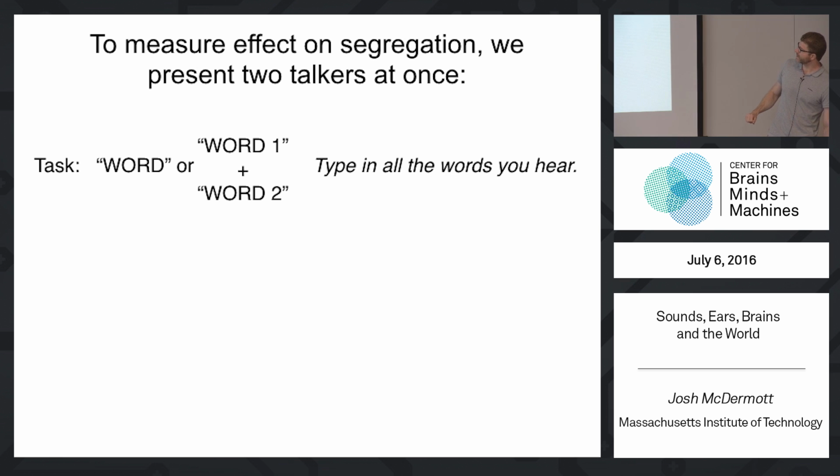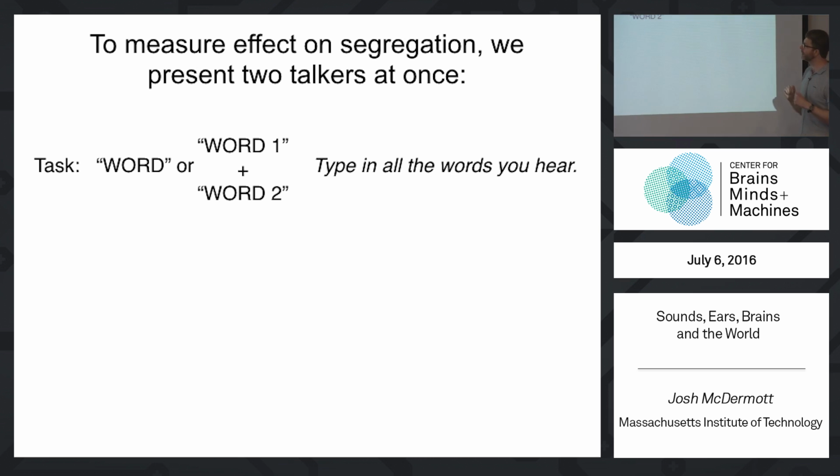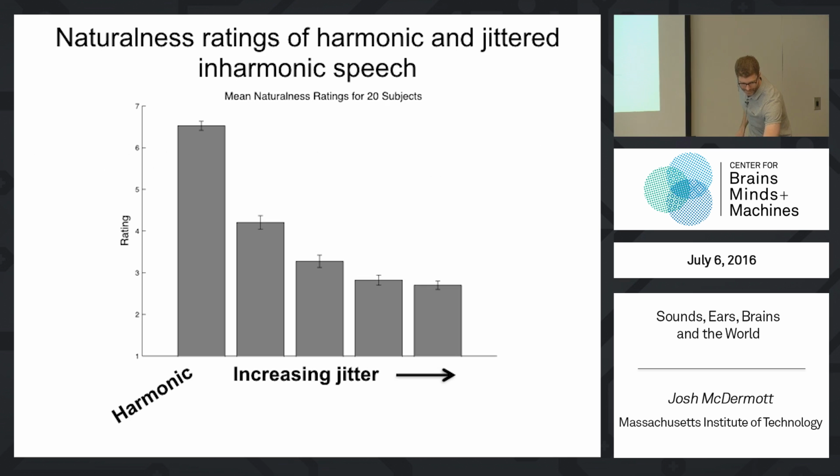We did some experiments to try to test this. So we would present people with words, either a single word at a time or 2 words at the same time, concurrently, and we would ask them to just type in what they hear. And so the question is, when you make the speech inharmonic, would this be a lot harder to do when you have 2 sources?